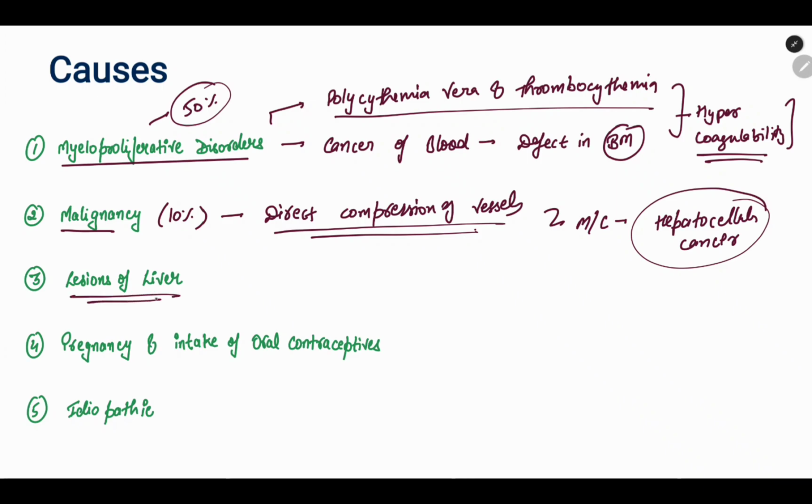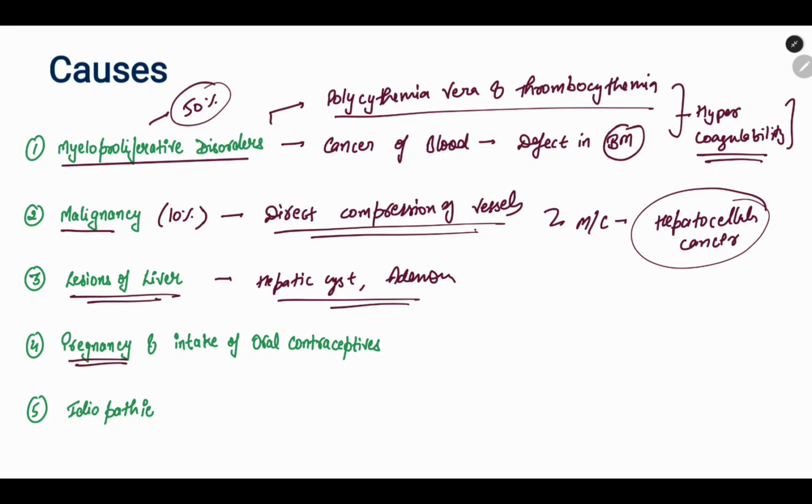The third one is lesions of the liver. In case of any lesion of the liver, it leads to compression of the vasculature, for example in the cases of hepatic cyst or adenoma. So these are some of the basic lesions of the liver which lead to the development of Budd-Chiari syndrome.